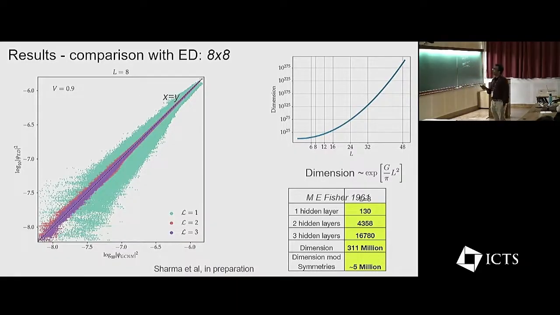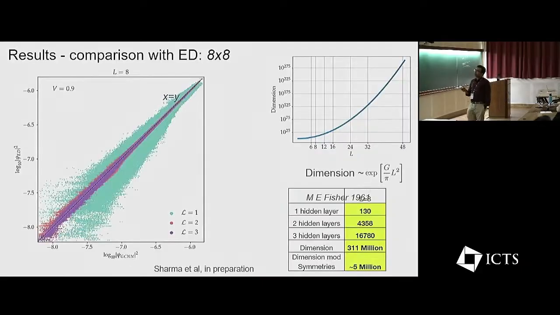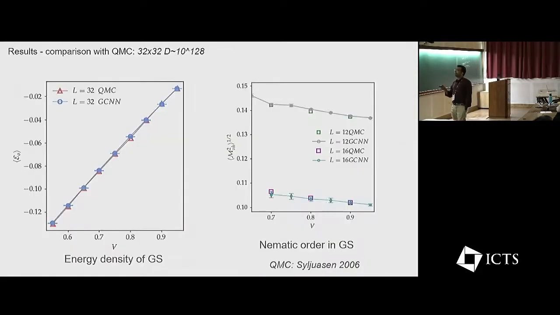Just to advertise, the dimension of the system is 311 million. So a small neural network with 4,000 parameters is able to capture the ground state in the 311 million dimensional Hilbert space. That was the comparison with ED, where for 8x8 you could do ED. You can use quantum Monte Carlo to compare with larger systems, and this shows the comparison between quantum Monte Carlo for a 32x32 system and the GCNN, the group convolutional neural network. The dimension of the system is 10 to the power of 128.